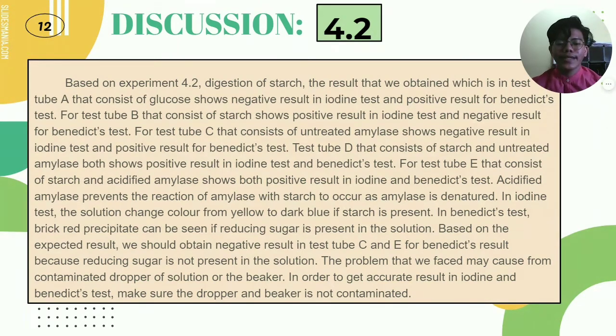The observation we made in the iodine test is that the solution changes from yellow to dark blue if starch is present. And in the Benedict test, a brick red precipitate can be seen if reducing sugar is present in the solution. Based on the expected result, we should obtain a negative result in test tubes C and E for the Benedict test because reducing sugar is not present in the solution. So maybe the problem we faced may have been caused by a contaminated dropper of solution or a contaminated beaker.